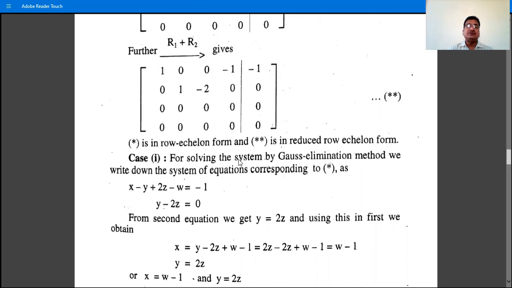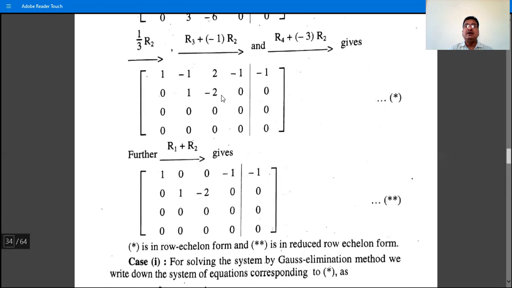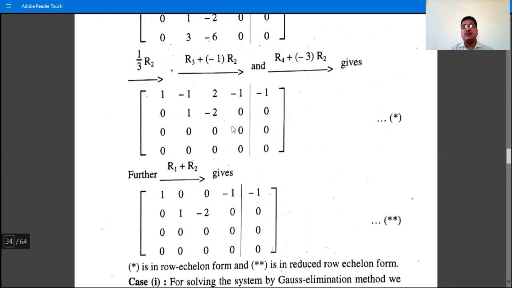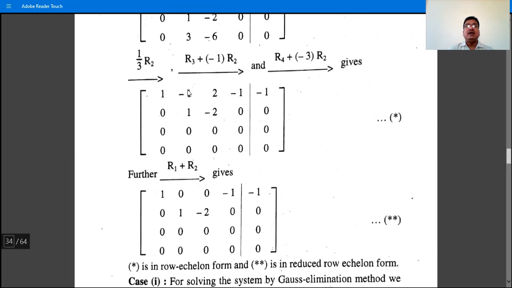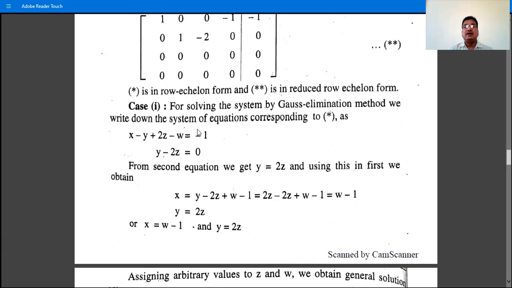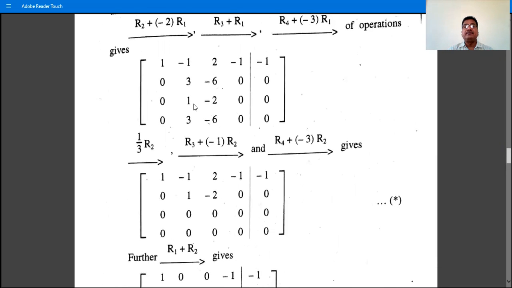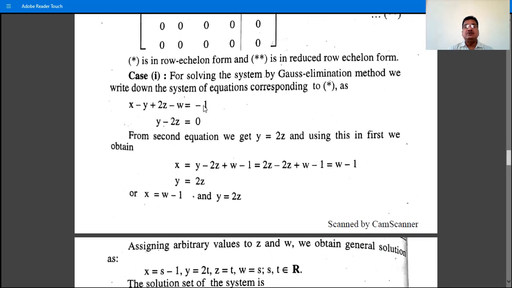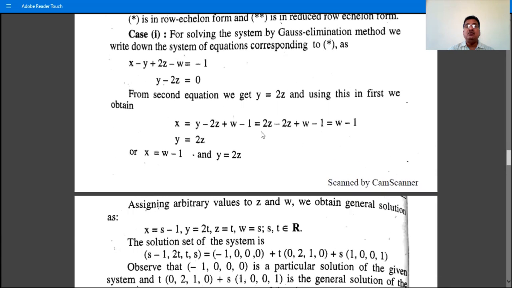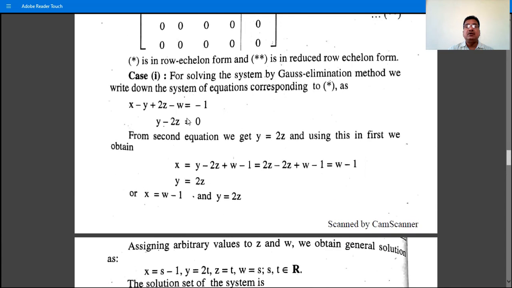If I have to solve the system by the Gauss elimination method, rewrite the equations from the row echelon form matrix. After rewriting, we have these two equations: x minus y plus 2z minus w is equal to minus 1, and the next equation is y minus 2z is equal to 0. There are two equations and four unknowns, so the difference, 4 minus 2, is 2.